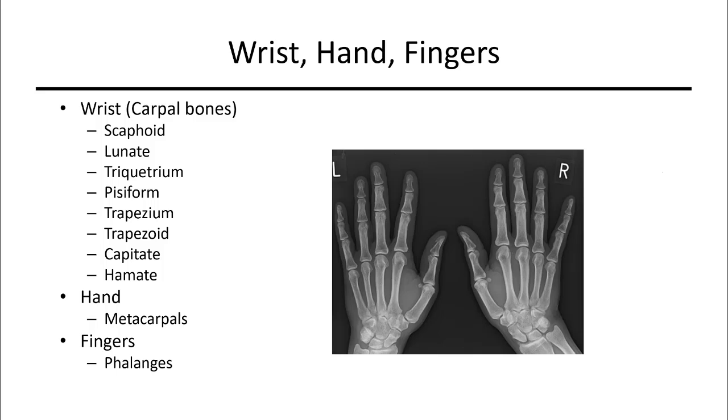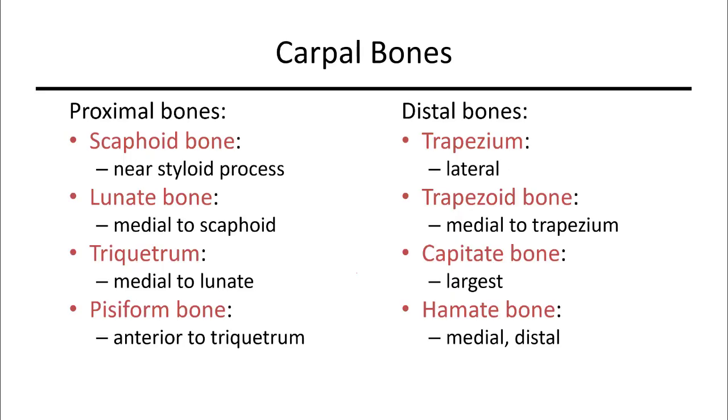On to the wrist, hands, and fingers. You have 8 carpal bones. You will not need to identify which bones exactly are which, but you do need to know them from a list and be able to identify them as carpal bones. In the hand, we have metacarpals, and the fingers are made up of bones that are called phalanges.